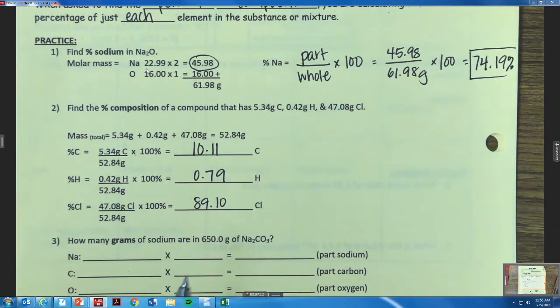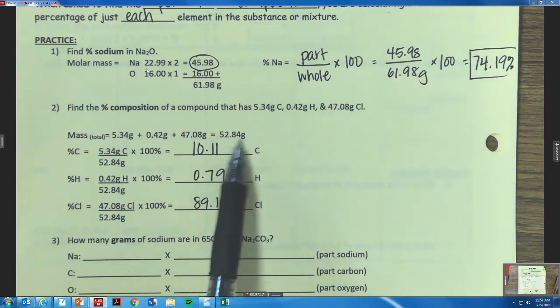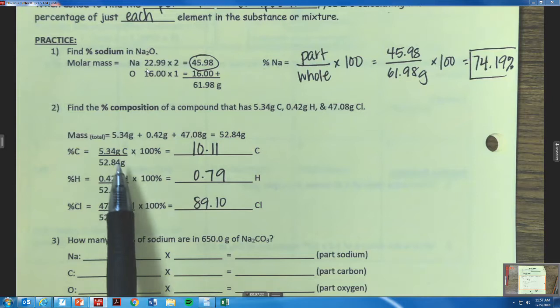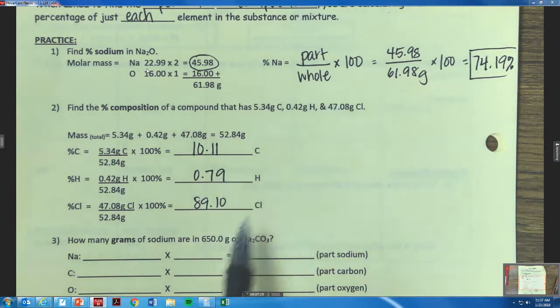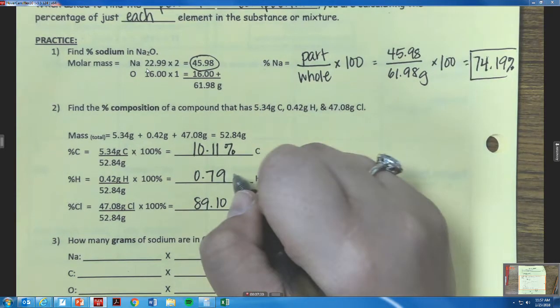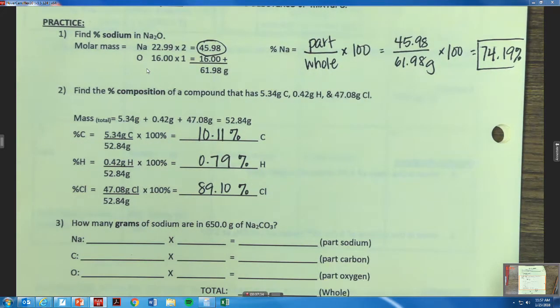So that's it. If it asks for percent composition, find your whole, then take your formula, part divided by whole, then multiply by 100, and then it'll give you these percentages. And that's all for number 2.